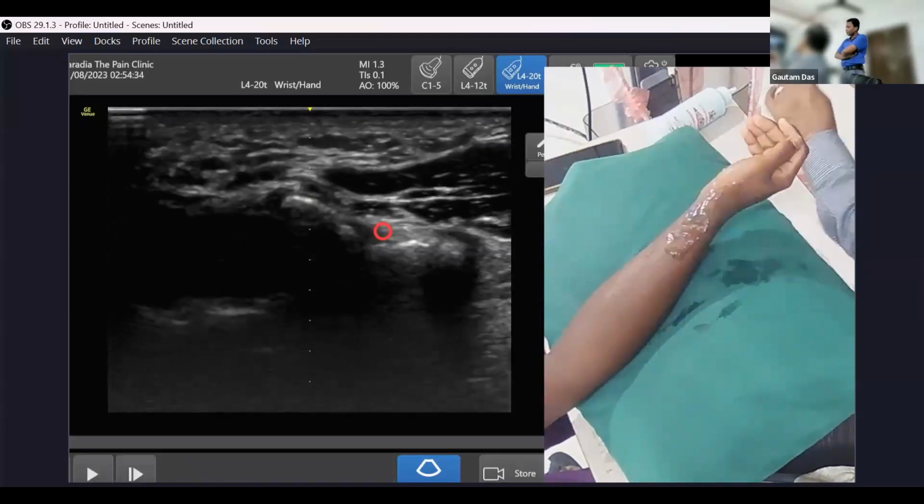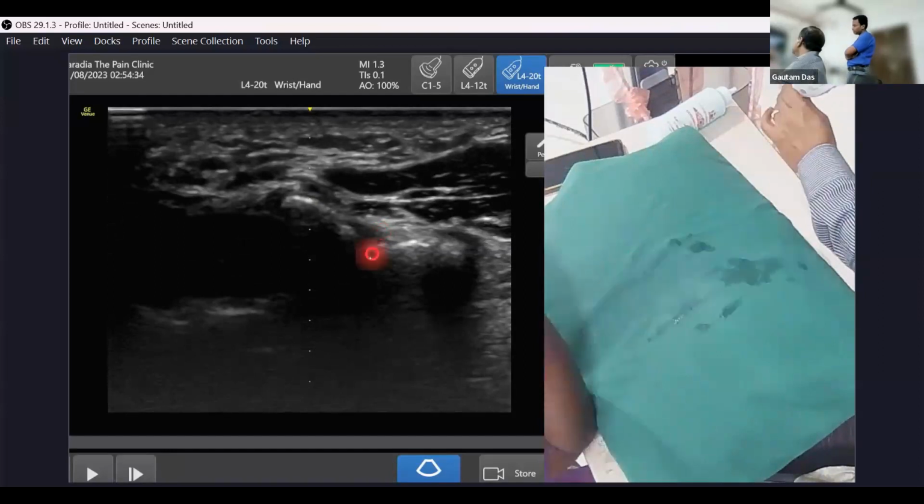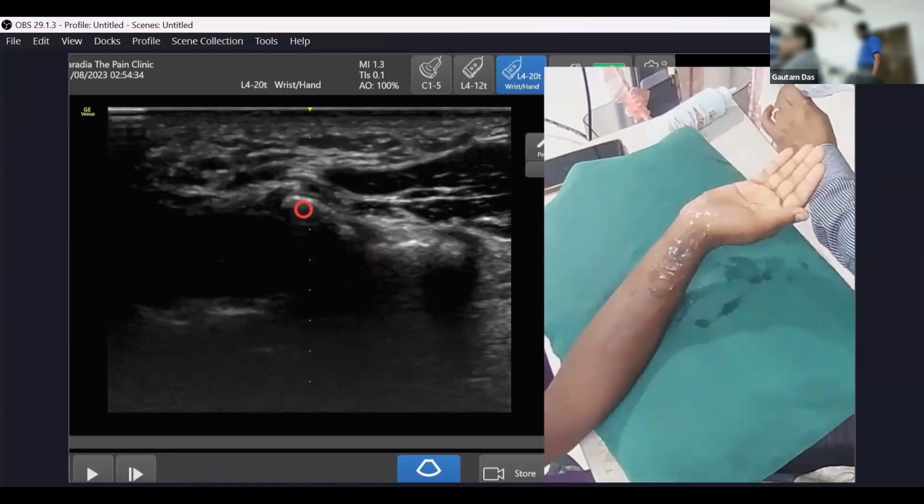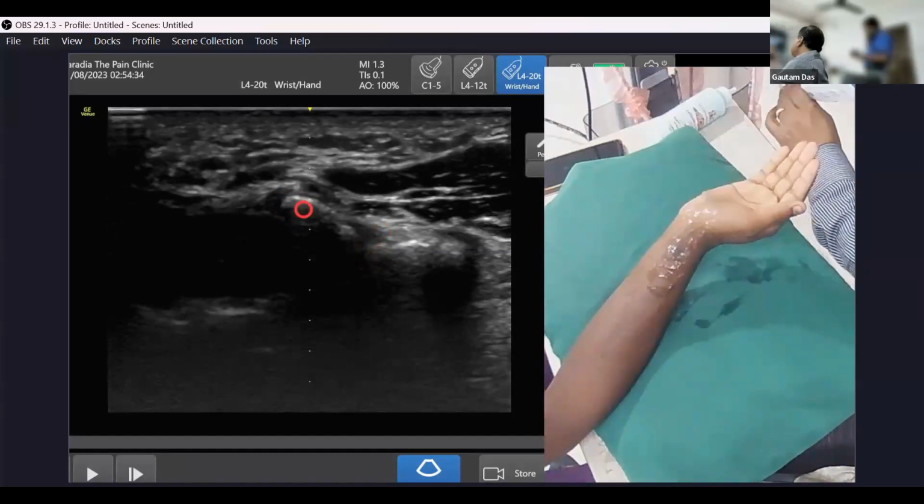So what I was trying to explain? This was your base. This was your hook. When I was holding the probe over it, then I'm seeing only part of the hook. But when I'm tilting the probe like this, then I can see the hook and the base of the hamate like this. And here I was seeing the ulnar artery and the ulnar nerve getting divided.